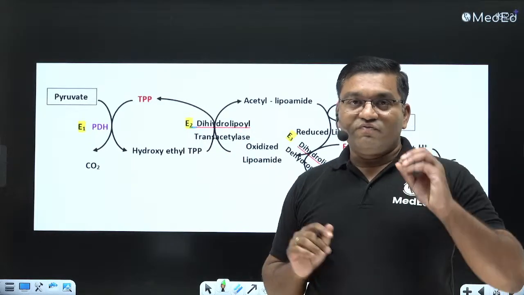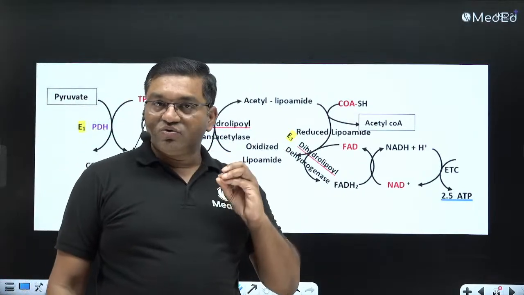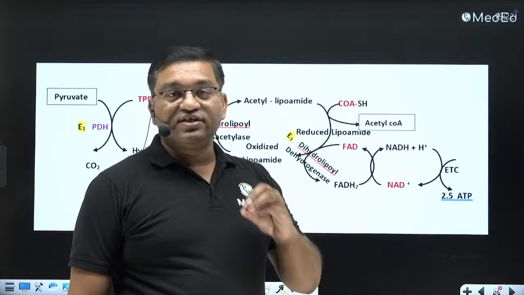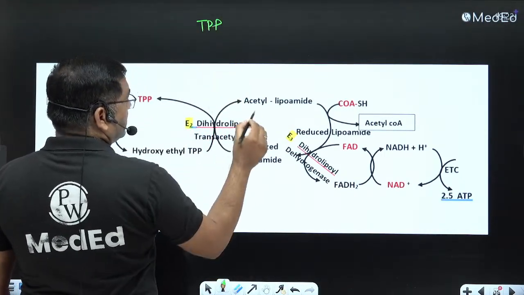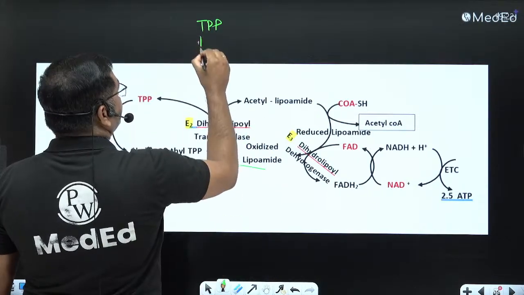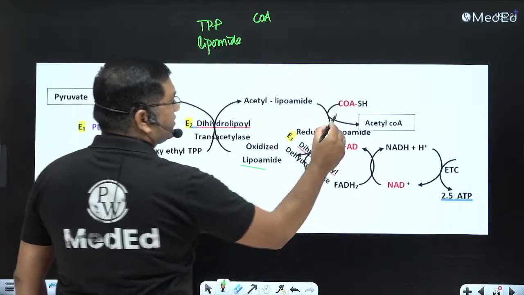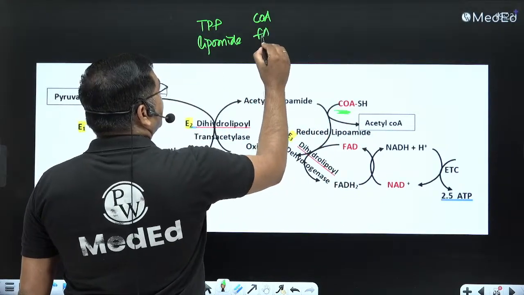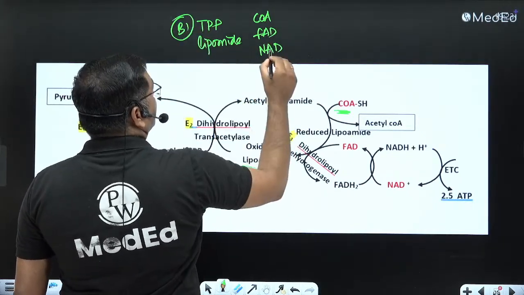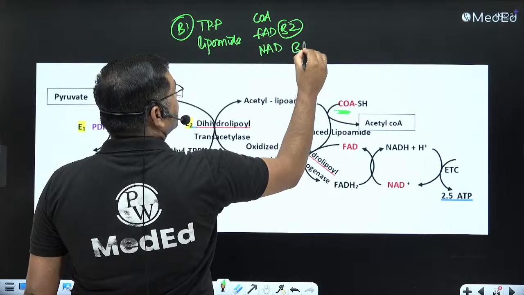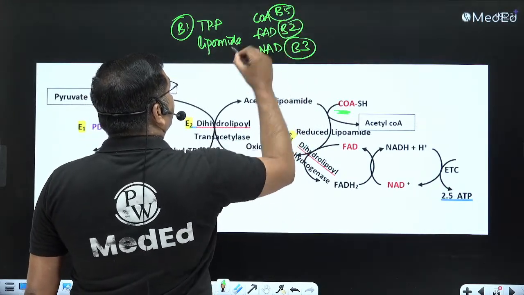Here, what are the 5 coenzymes required for the pyruvate dehydrogenase complex, or alpha ketoglutarate dehydrogenase complex, or branched chain ketoacid dehydrogenase complex? Thiamine pyrophosphate is required. Then lipoamide is required. Then coenzyme A is required. Then FAD and NAD. So B1 is required, then B2, B3, then B5, and the lipoamide.